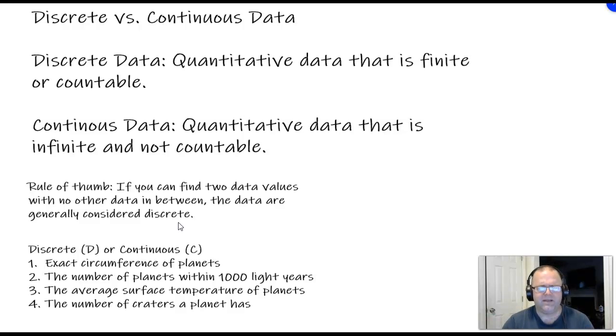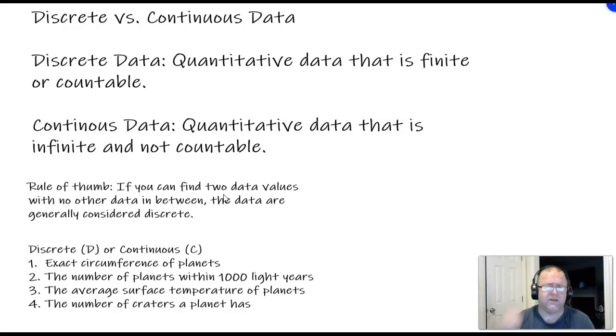So we have an infinite number of values between really any two data values, which makes the set of data continuous. That's what I like to do with a lot of these examples that we look at. We say, can we find two pieces of data that there's nothing in between? And if we can, then we can say, okay, that's going to be discrete data. But if we notice that no matter what two pieces of data we find, we can always find something in between, then we consider that continuous data.